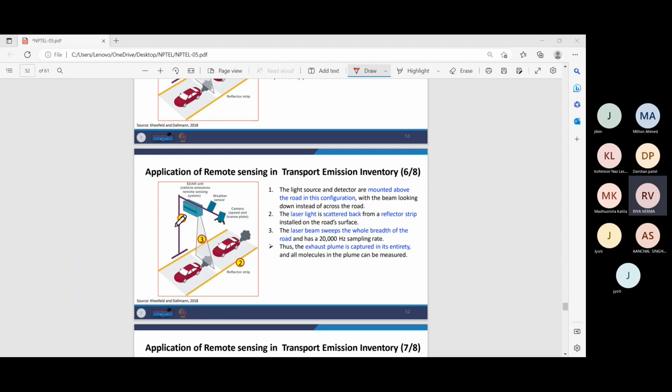What we do is we have a reflector strip installed on the road. When the laser light is incident on it, it gets reflected back, and this laser beam sweeps the whole breadth of the road, and thus the exhaust plume is captured in its entirety, and the molecules in the plume can be measured.